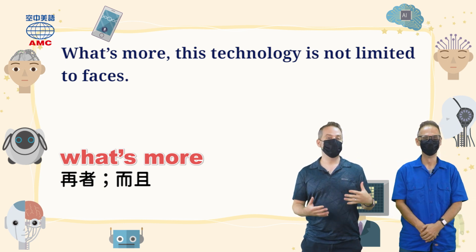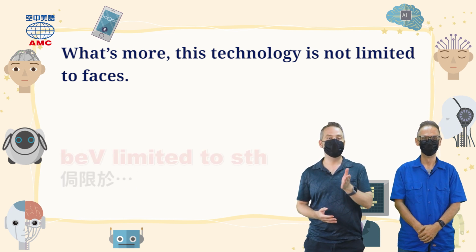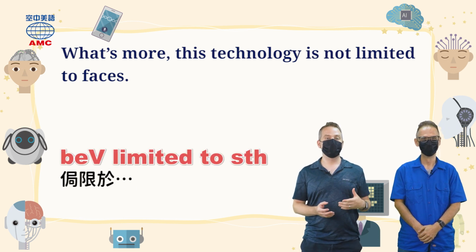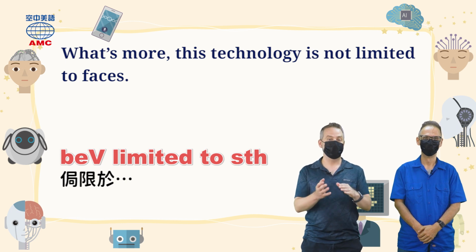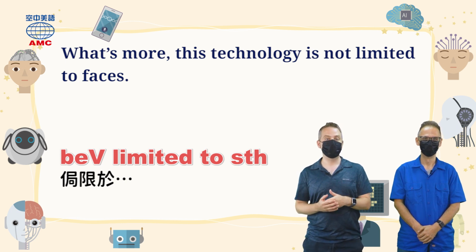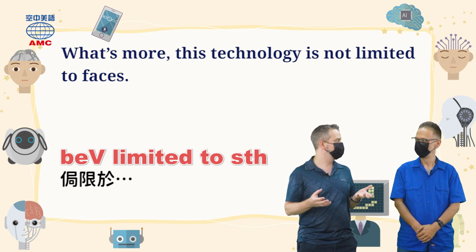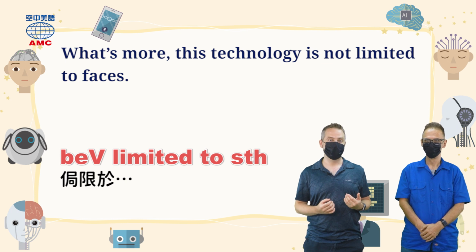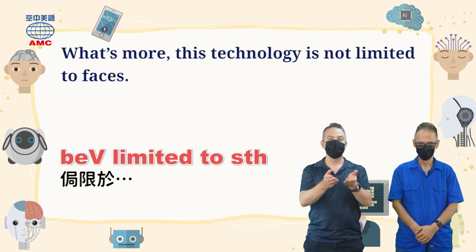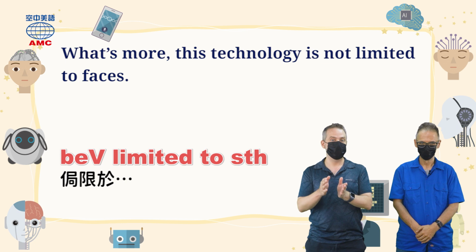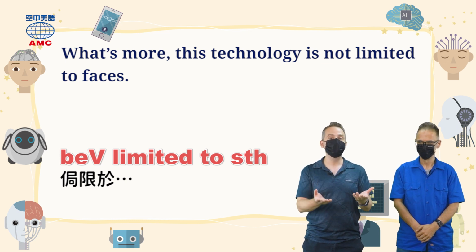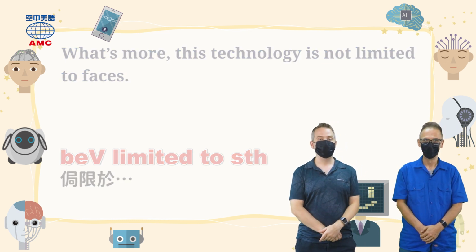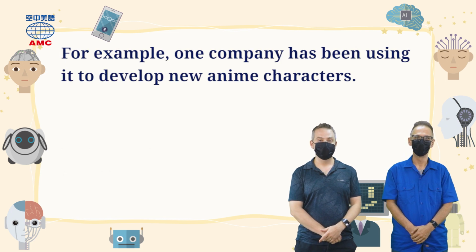Now, in that sentence, we also saw the phrasal verb "be limited to." This is used to show the limits of what something can and can't do, what is and isn't included. For example, if you say this restaurant is limited to 200 people, only 200 people can come in and eat at the same time. Saying this technology is not limited to faces is saying it can do a lot more than that. The article goes on to say, for example, one company has been using it to develop new anime characters.